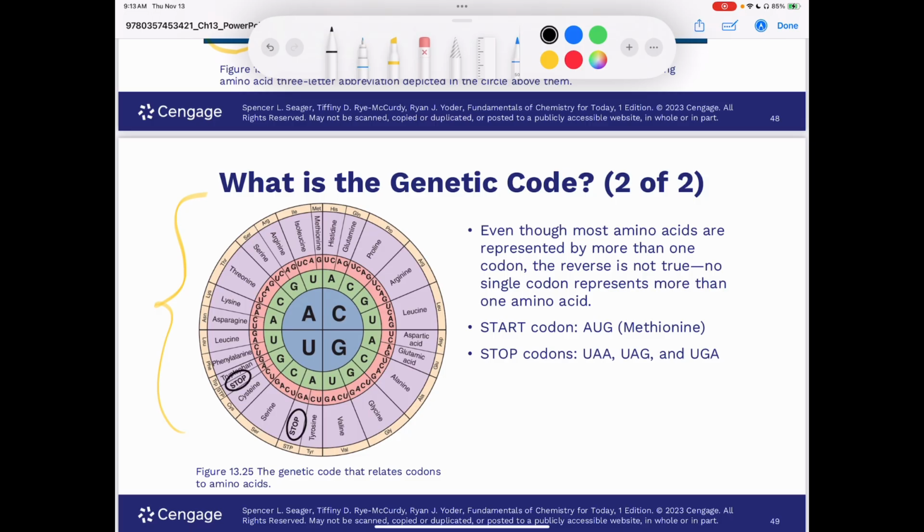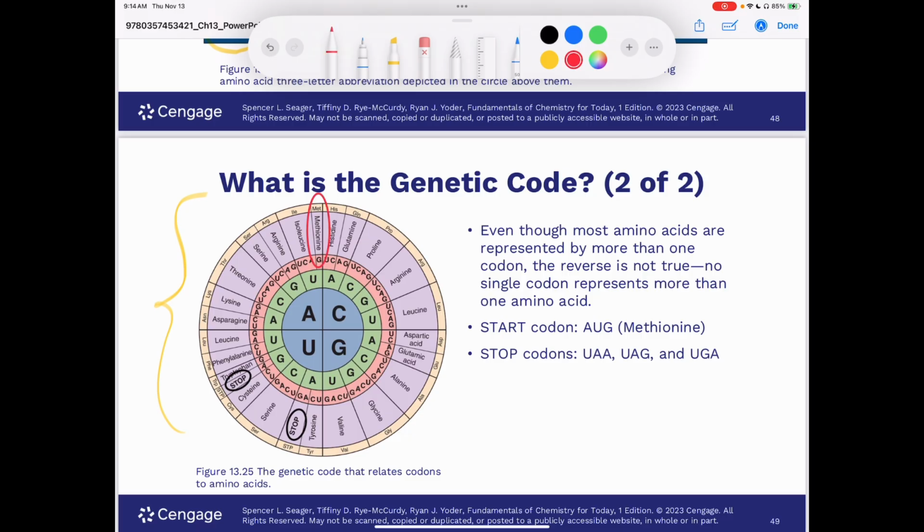Only 61 of the possible 64 base triplets represent amino acids. The remaining three, UAA, UAG, and UGA, are signals for chain termination and are called stop codons. You see, I have them circled here. They tell the ribosome when the primary structure of the synthesized protein is complete and it's time to stop adding amino acids to the chain. Now, the presence of stop codons in the code implies that start codons must also exist.